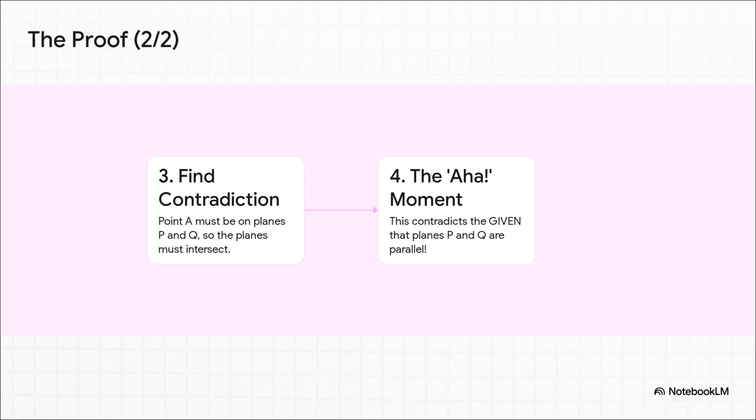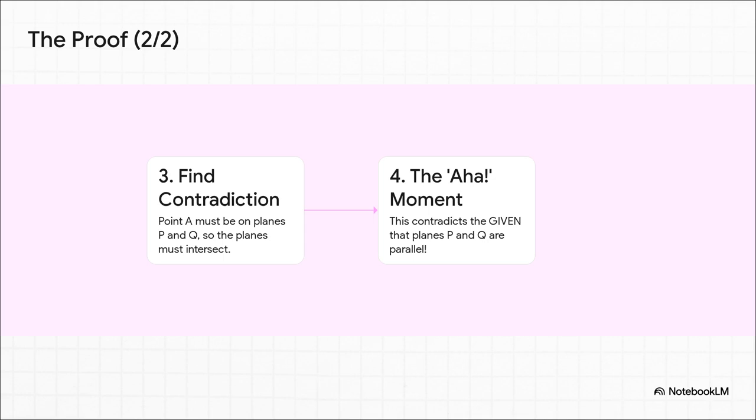Now let's think about this point A. Since it's on line L, it has to be part of plane P. And since it's also on line M, it must be part of plane Q. So wait a minute. This one single point, point A, exists on both plane P and plane Q. But if two planes share even one point, that means the planes themselves have to intersect. And there it is. That's our aha moment.